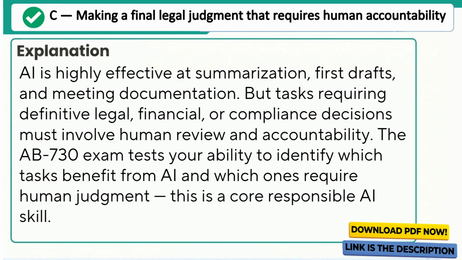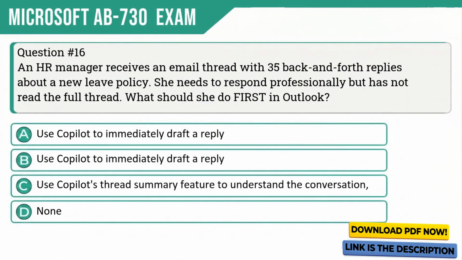The AB-730 exam tests your ability to identify which tasks benefit from AI and which ones require human judgment. This is a core responsible AI skill. Question number 16. An HR manager receives an email thread with 35 back-and-forth replies about a new leave policy. She needs to respond professionally but has not read the full thread. What should she do first in Outlook?